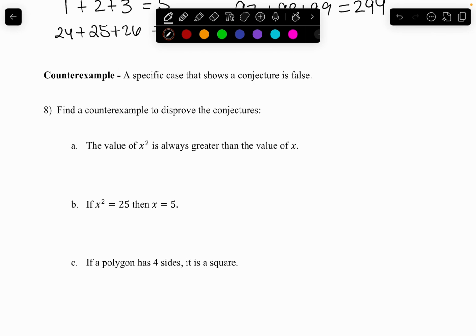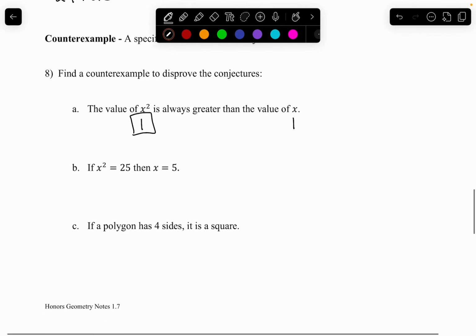So is there any number that you can think of that would prove that conjecture to be false? The easiest ones in my mind would be 1. If x is 1, x squared is 1. Is that going to be greater than 1? No. 0 would be the same thing. So that would be a counterexample.